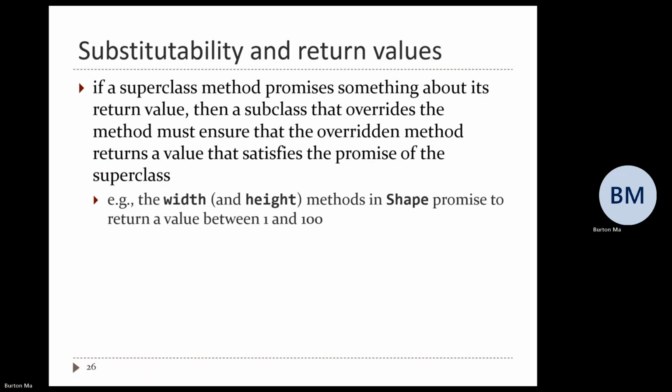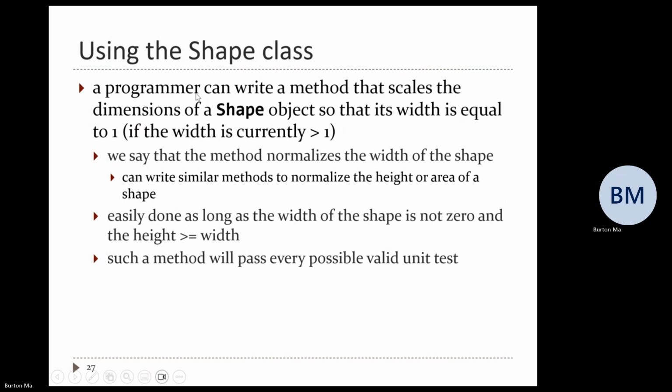So the width and the height methods in shape always promise to return a value between 1 and 100. So that's their postcondition. Okay, so given the methods width and height, somebody can come along and write a method using the contracts that they got from shape. And this particular method is going to normalize the width of the shape.